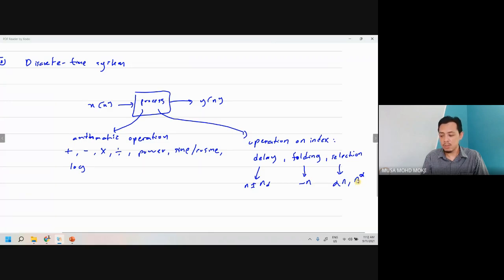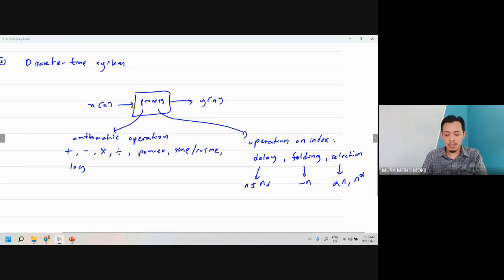If this is 2 to the power of 2, then you jump to index 4. So you jump based on this operation. That's why we call it a selection. Folding is just you change the sign of the index. Delay is going to plus or minus some values, n. So this is what we have generally of a discrete time system.